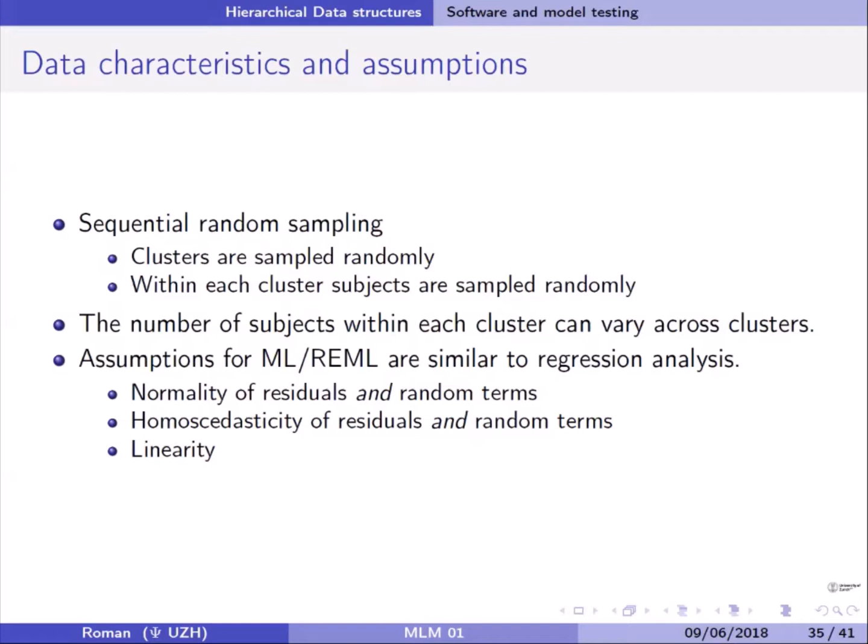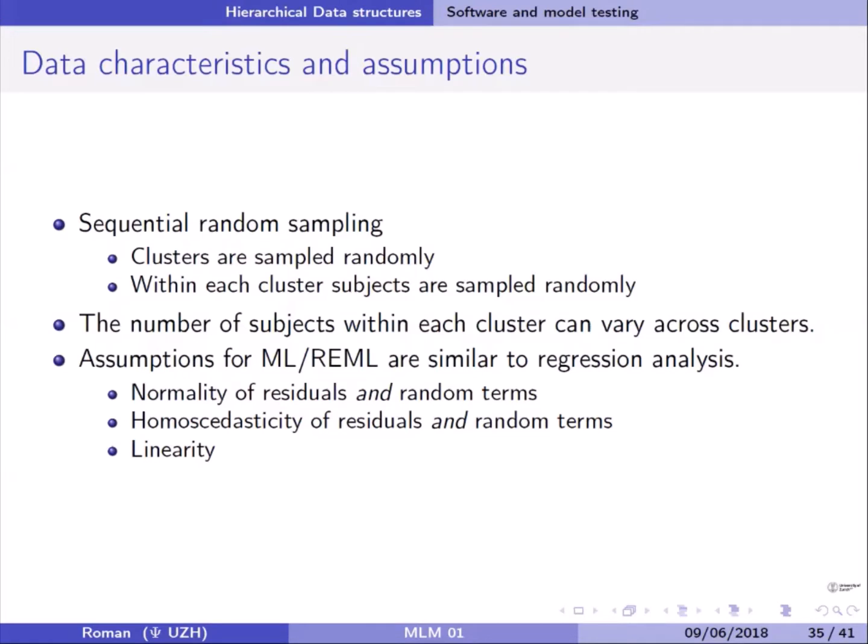This is optimal. So this is the idea that we would randomly pick K schools in a country, and then randomly sample students within each of those schools. This is sequential random. First, we randomly sample the clusters, then the participants. The number of subjects within each cluster can vary. We do not need them to be all the same.